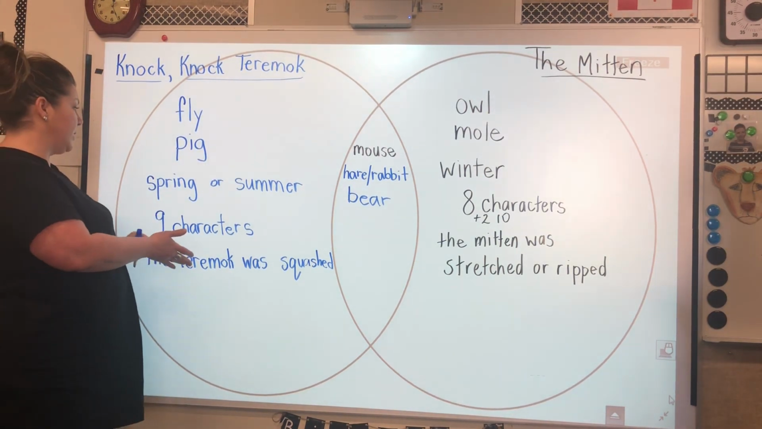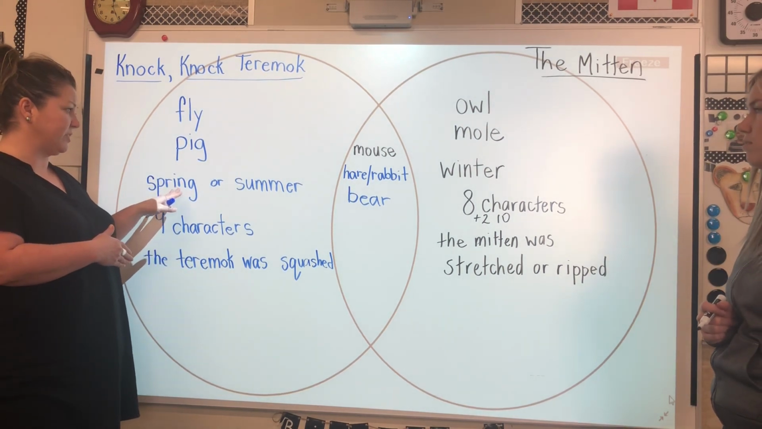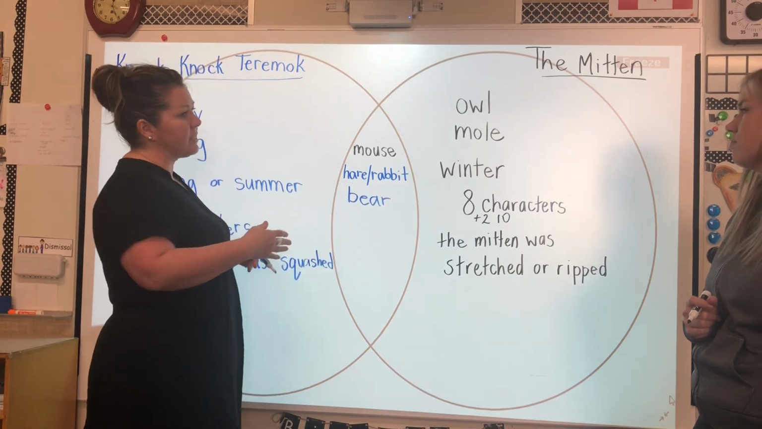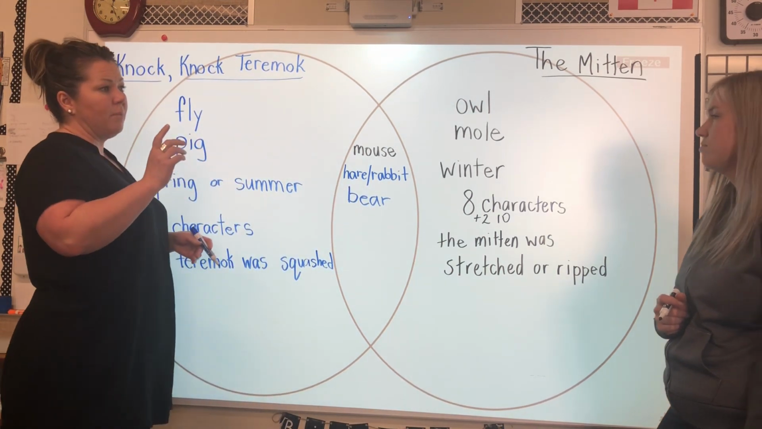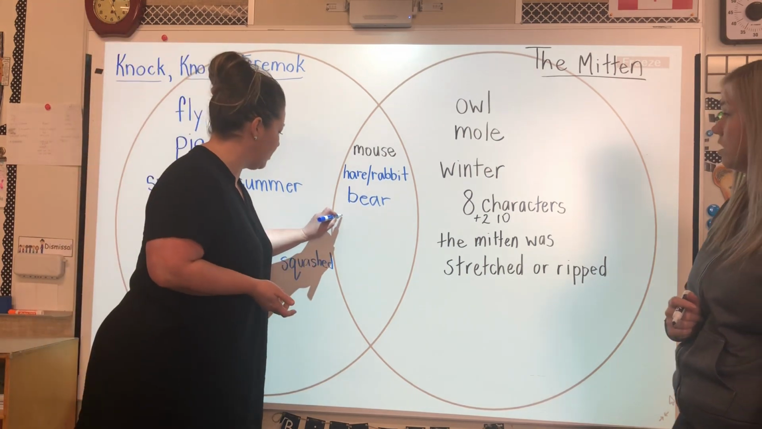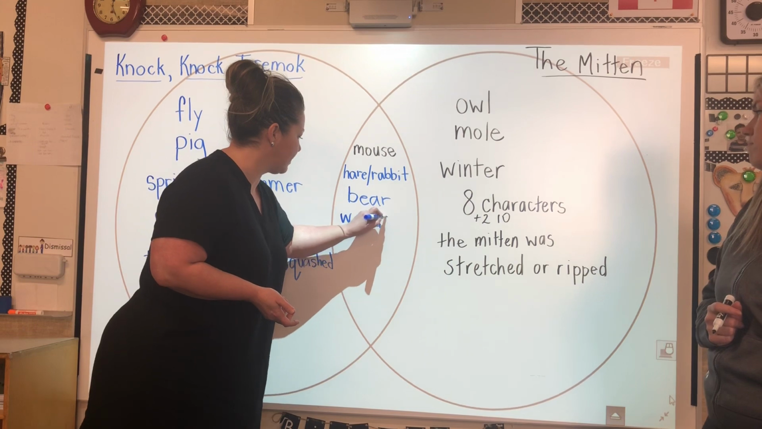And you know what? Even though when we were talking about the setting, we said it was spring or summer, and in The Mitten it was winter, even though there are two different seasons, they both happened in the woods. Yeah, just different seasons in the woods. So that could go in the middle because it's the same woods.